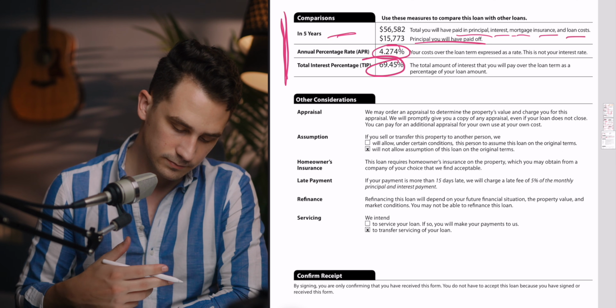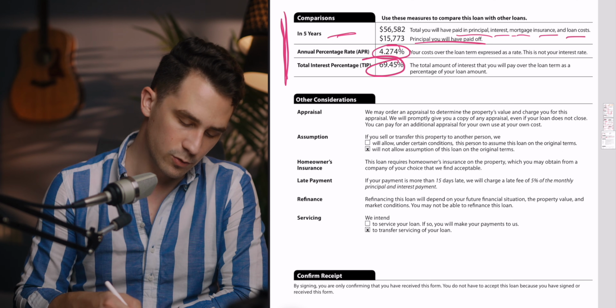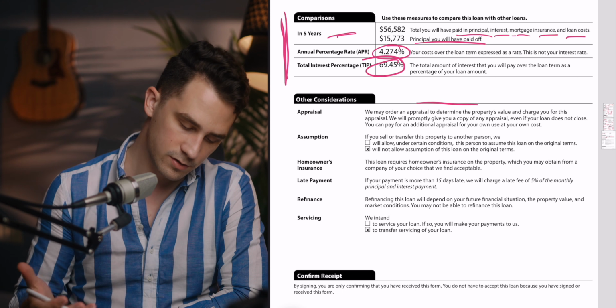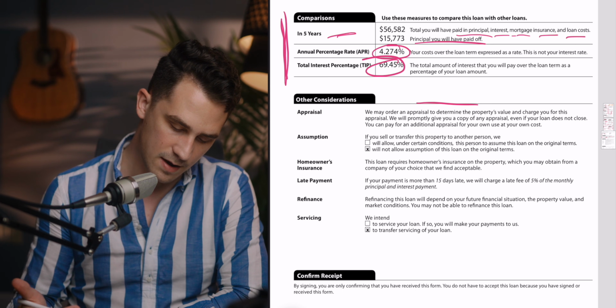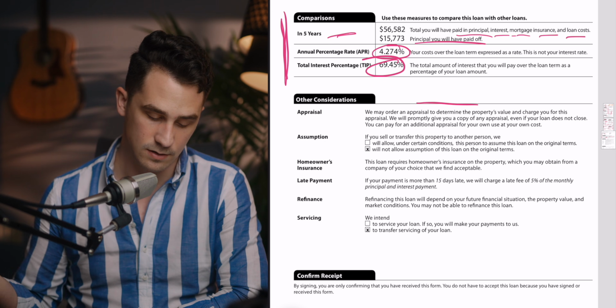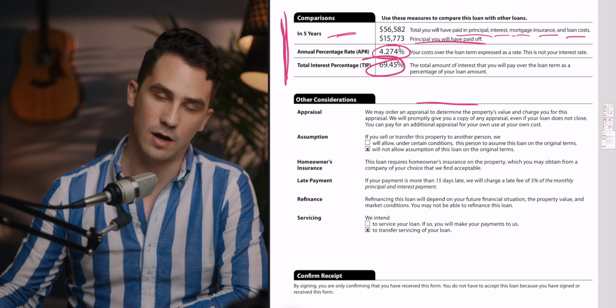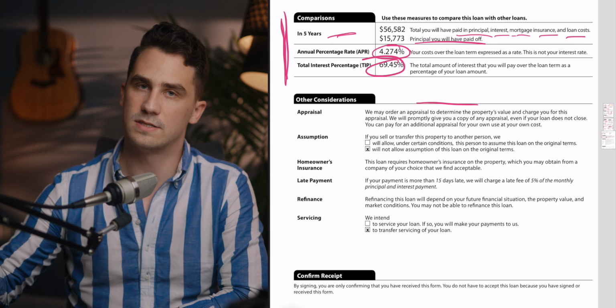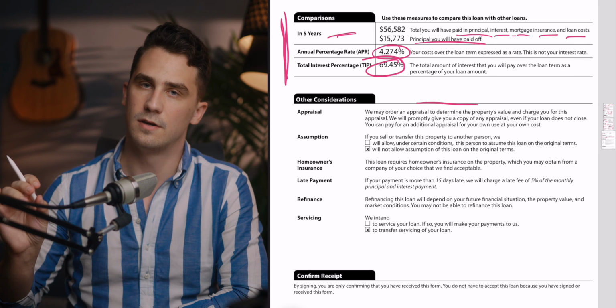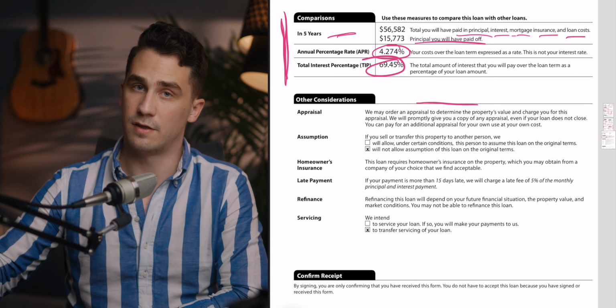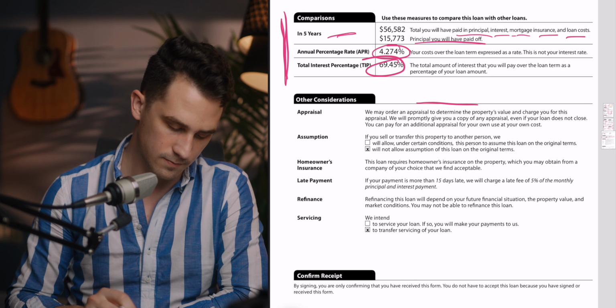The appraisal section does specify, hey, we can order an appraisal to determine the property's value, charge you for the appraisal, and give you a copy of it, even if your loan doesn't close. You can pay for an additional appraisal for your own use at your own cost. If you do that, it's not going to be considered by the lender. Only the lender can order the appraisal that they will then use for the property value.